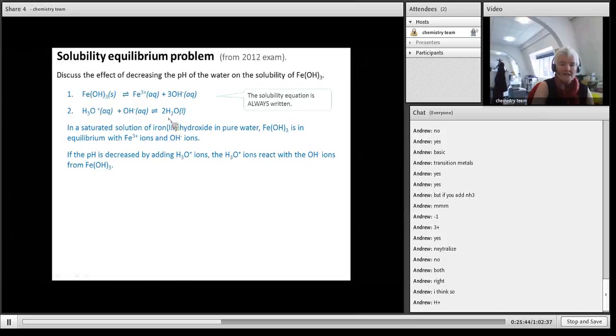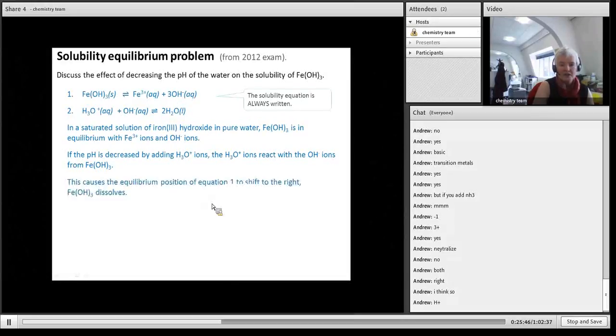And if that's happening, it's causing the equilibrium position to shift. A lot of students, because you're writing so fast, tend to say the equilibrium shifts. It's really the equilibrium position shifts. I know it's semantics, but try and be accurate. It shifts to the right, so more of the iron hydroxide dissolves, which means it's more soluble. So if you're asked to discuss the effect on the solubility, it's more soluble.